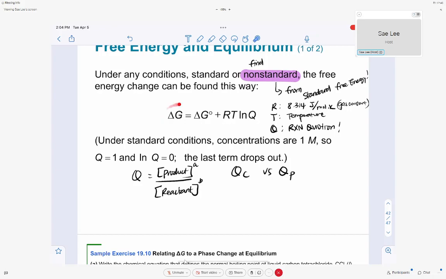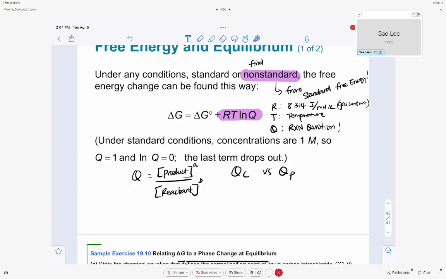So the Gibbs free energy at non-standard state can be found from this equation. You use the standard state free energy plus this portion: the ideal gas constant times temperature times natural log of reaction quotient Q.